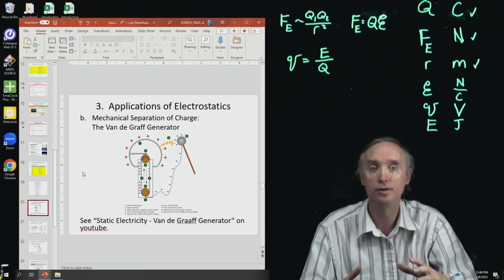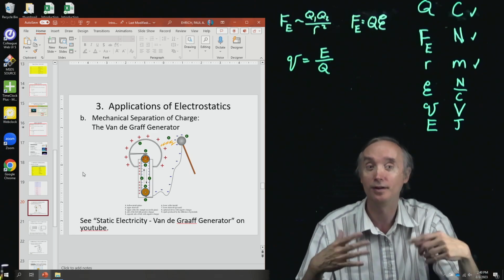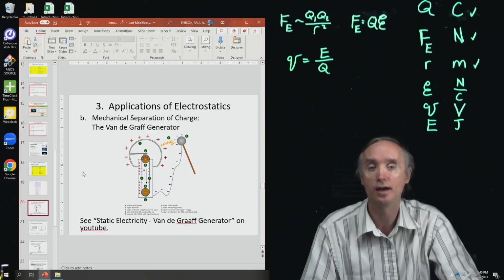And so air is actually a pretty good insulator. It does not allow electricity to flow through it, but if there's too much electricity, air can break down and then you have a lightning bolt.